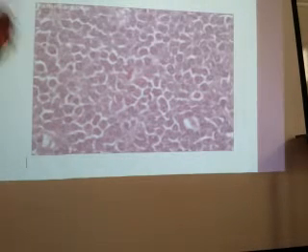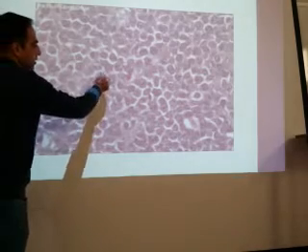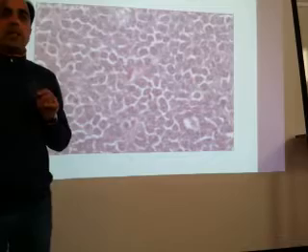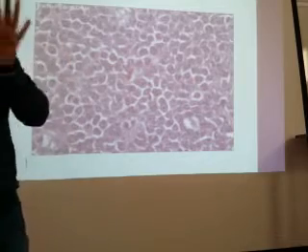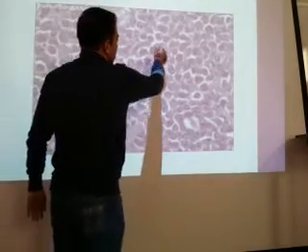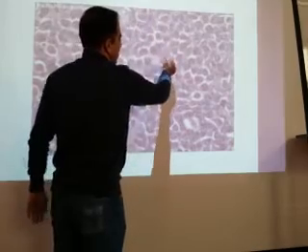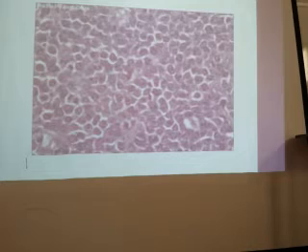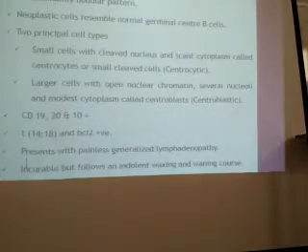And don't confuse. This is a nucleus. It is surrounded by the cytoplasm. Then it becomes a whole cell. Just by seeing the nucleus, you should not say this is a cell. So this is a nucleus, surrounded by some cytoplasm. Okay. So diffuse large cell means diffusely growing, large size of the cell with multiple nucleoli, and it is aggressive.